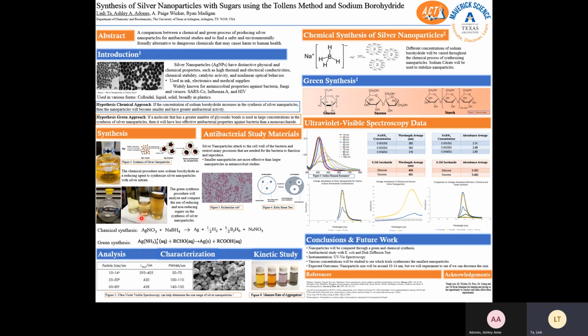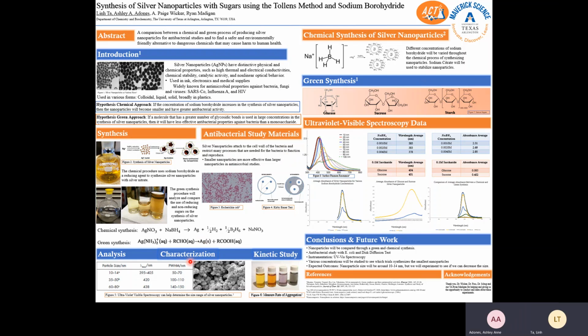About the antibacterial, we are going to conduct experiments against the bacteria called E. coli and using the Kirby-Bauer test. The silver nanoparticles will attach to the cell wall of the bacteria and restrict many processes that are needed for the bacteria to function and reproduce. Our goal is to get the size of the nanoparticles as small as possible for the better effective against bacteria.